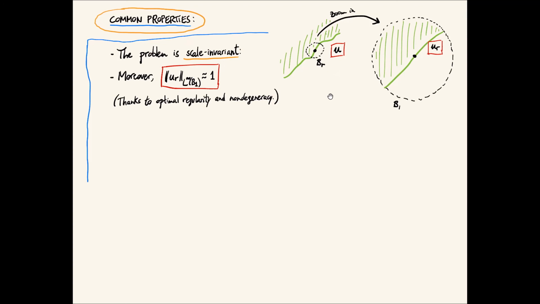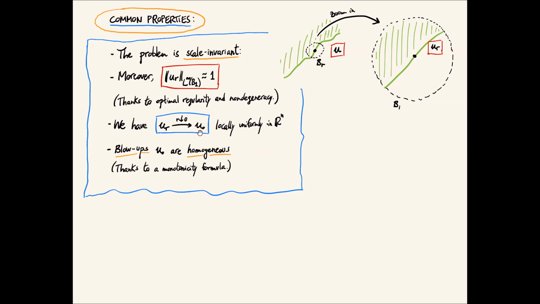Then the second thing that we have is convergence of u_r, up to subsequences, to the blowup u_0, locally uniformly in all of R^n. Moreover, u_0 will be a global solution or a global minimizer, depending on whether we are in the obstacle problem or the Bernoulli problem. But in both cases, we can consider blowups. Okay, so this is nice.